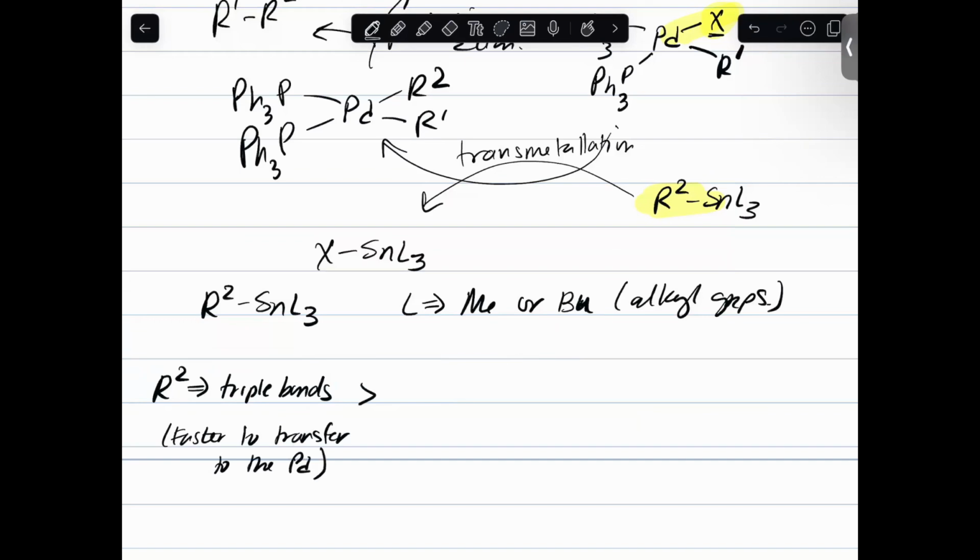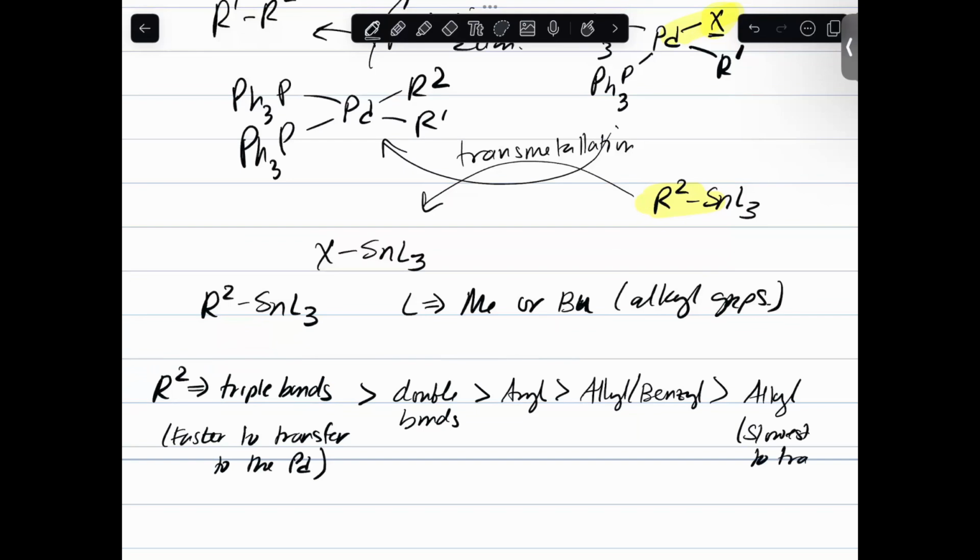Followed by double bonds, followed by aryl groups, and allyl and benzyl, and finally, alkyl groups are the worst. And again, the reason for that is because your alkyl groups are forming a much stronger bond to tin as opposed to your triple and double bonds or aryl groups. They're weaker bonds, and so they're transferring a lot faster to your palladium.